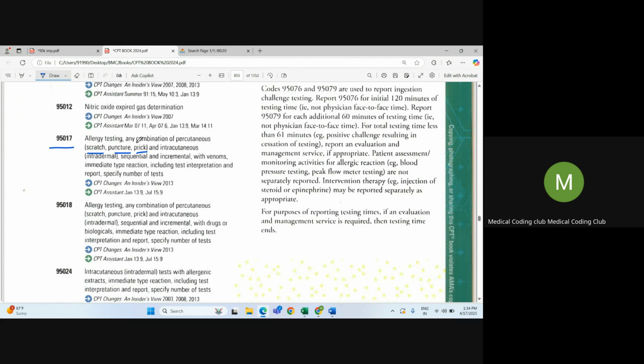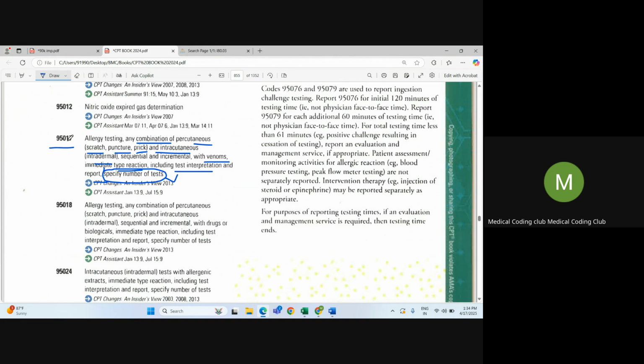95017 gives allergy testing, any combination of percutaneous and intracutaneous, intradermal, sequential and incremental with venoms, immediate type reaction, including test interpretation and report. Specify the number of tests. Okay, so this is important. Specify the number of tests. So it includes scratch, puncture, and prick also. But we don't know how many scratches are there, how many punctures are there. So in the question, if they document it, you can add them together and show it with the units.